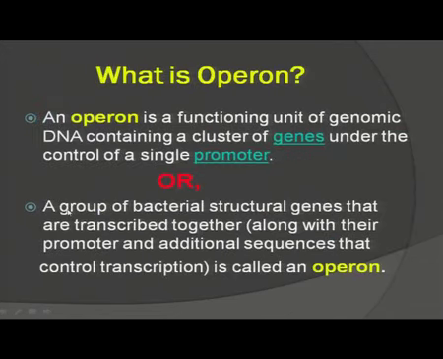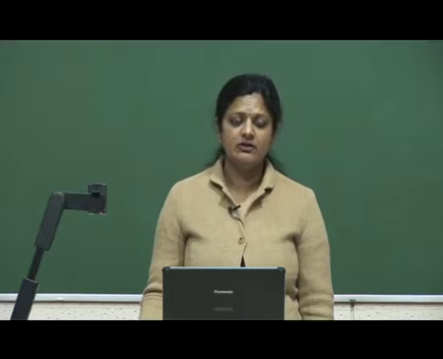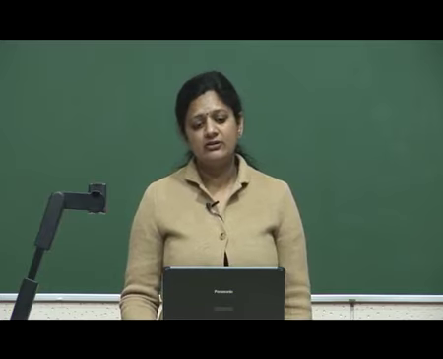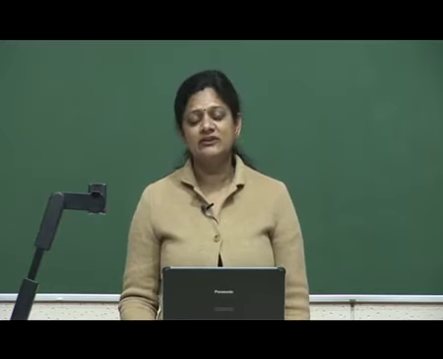Now, let us know about operon. What is an operon? Operon is a system found in prokaryotic cells, and it is defined as a functioning unit of genomic DNA containing a cluster of genes under the control of a single promoter. So, the operon system is not a single gene, it is a combination of various genes under the control of a single promoter which is regulated by different repressor genes, and they all together are called the operon system.